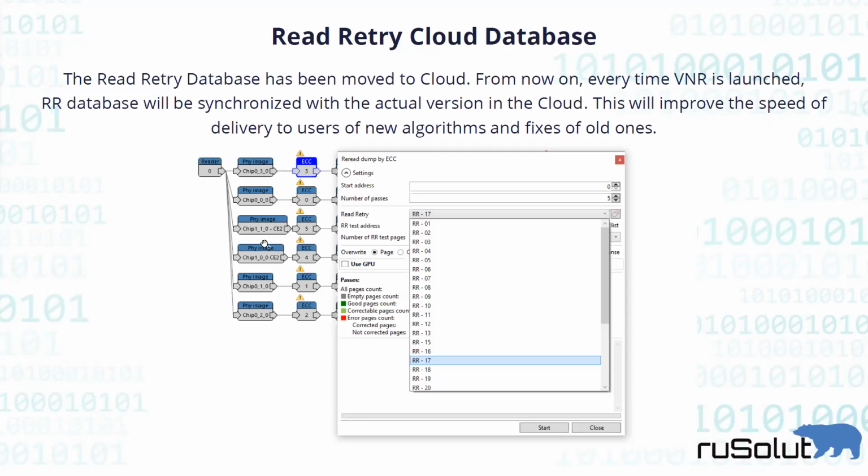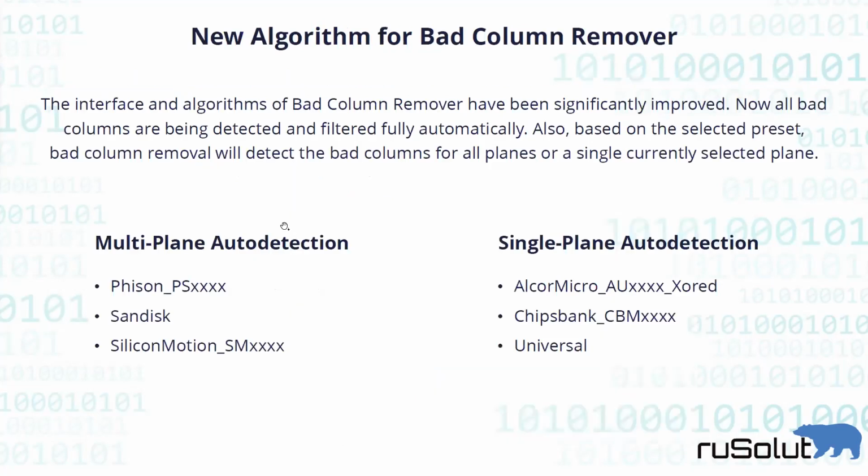And the next element which we changed is the interface for bad column remover. We significantly changed it. Now basically we've implemented bad column remover auto detection. So now all these bad columns are being located and filtered automatically. Everything happens basically in the background.